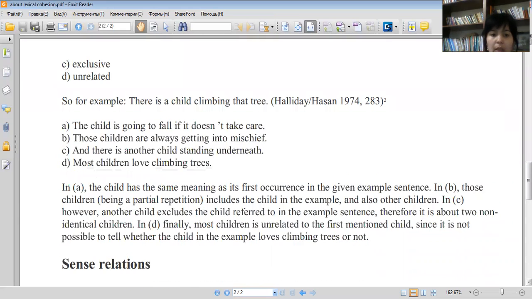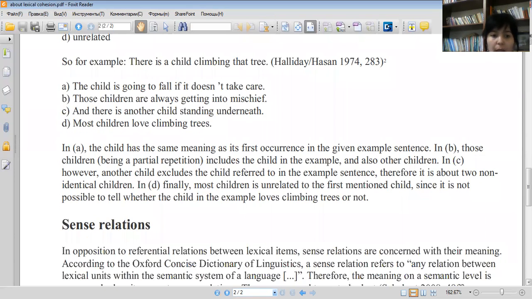So, for example, there is a child climbing that tree. A: the child is going to fall if it doesn't take care. B: those children are always getting into mischief. C: and there is another child standing underneath. D: most children love climbing trees.